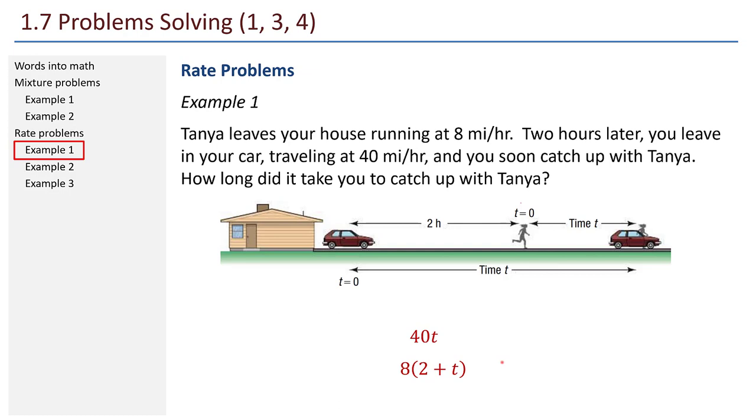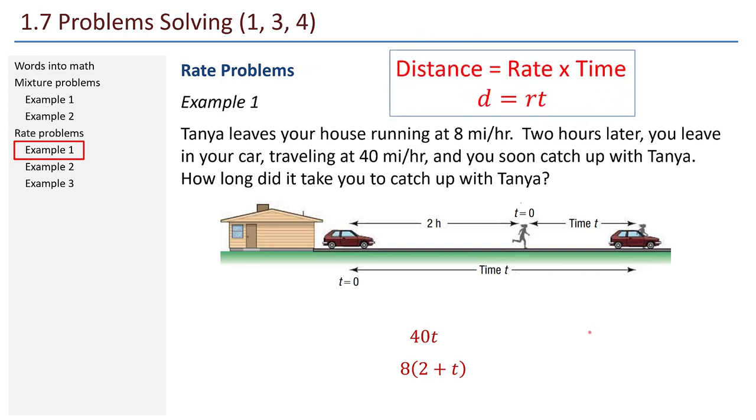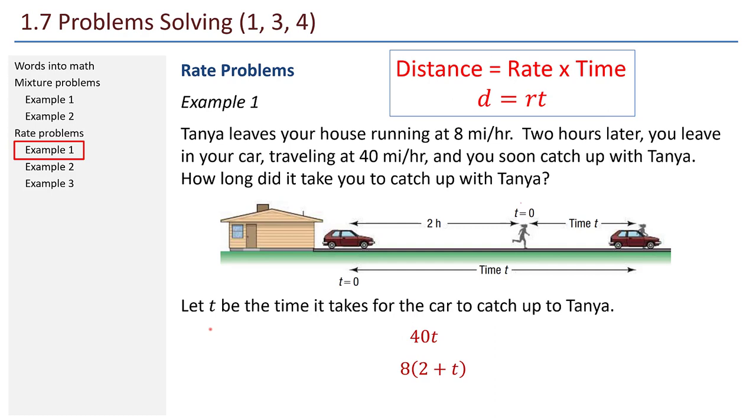All right, so I will say the biggest, most important thing is this equation. Distance equals rate times time. Whenever we have motion, this always comes up. Distance equals rate times time. So let's say that t is the time that it takes for the car to catch up with Tanya. That was what was drawn in the diagram here, time t.